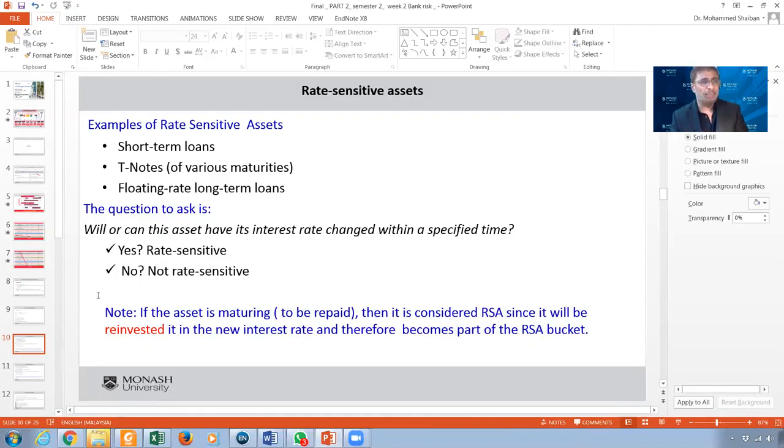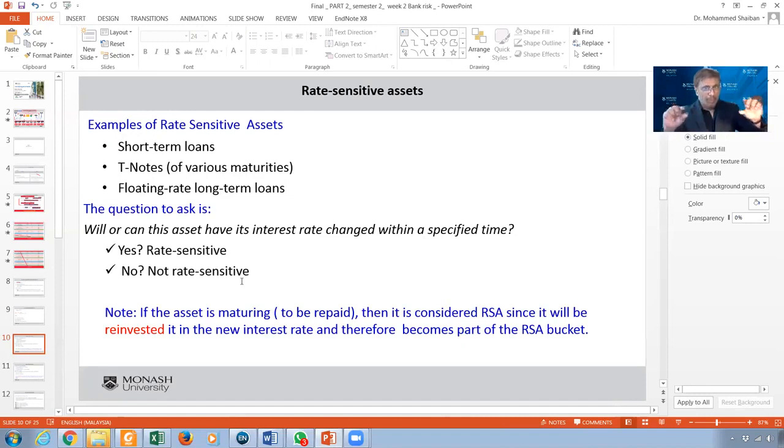So the question is, will or can this asset have its interest rate change within a specific time? If the answer is yes, it's rate sensitive. If no, not rate sensitive. Fine. What if I have a loan that will end in 2 years and it is fixed, and I'm trying to calculate those 2 years of the risk-sensitive dollar gap?